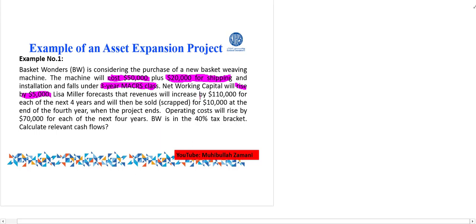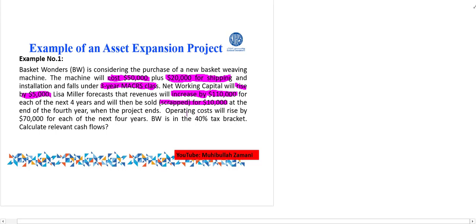Also, the next information. Lisa Miller forecasted that the revenue will increase by how much? By 110,000 for the next 4 years. So increase in revenue, not decrease in revenue. Increase in revenue amount of 110,000 for the next 4 years. It means 110,000 for year 1, year 2, year 3, and year 4. And after that, at the end, we have a scrap value as well. How much is the scrap value? Scrap value of 10,000, right?